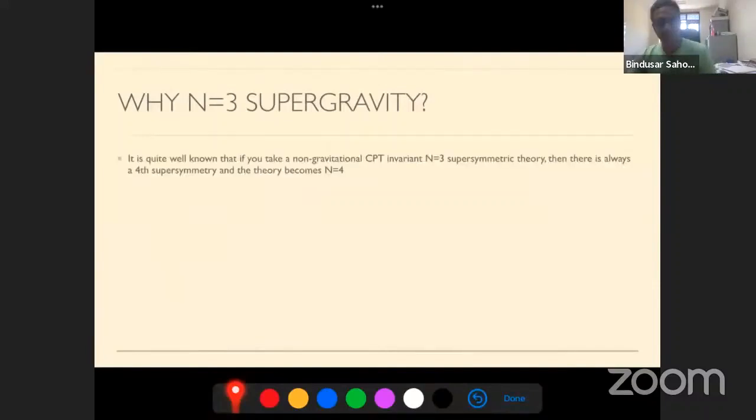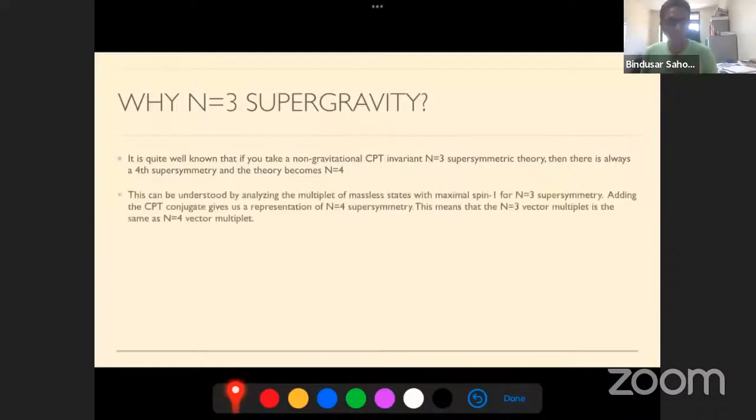It's quite well known that if you take a non-gravitational CPT invariant N equal to 3 supersymmetric theory, then there's always a fourth supersymmetry and the theory becomes N equal to 4. So there is no genuine CPT invariant pure N equal to 3 theory. If you take any CPT invariant N equal to 3 theory, it's always N equal to 4. This can be understood by analyzing the representation of the N equal to 3 supersymmetry algebra. In particular, if you look at the multiplet of massless states with maximal spin 1, and if you add the CPT conjugate, you always get a representation of N equal to 4 supersymmetry.